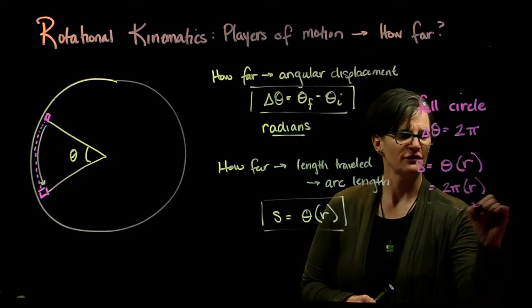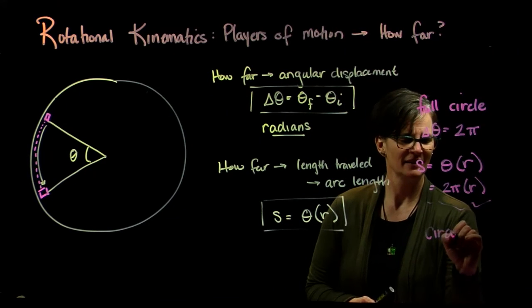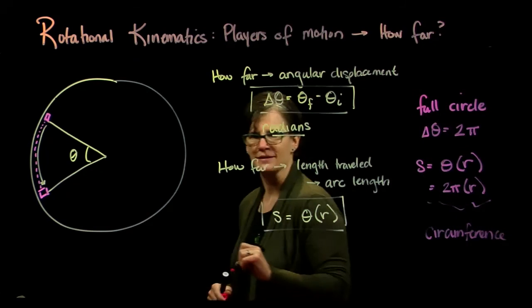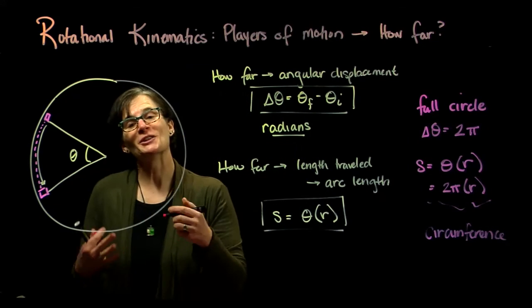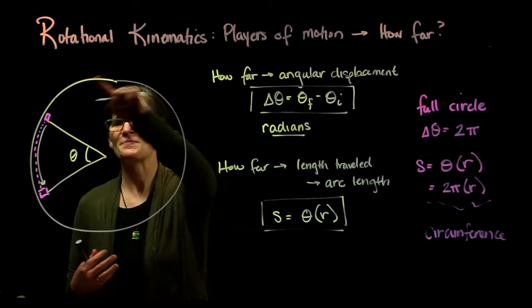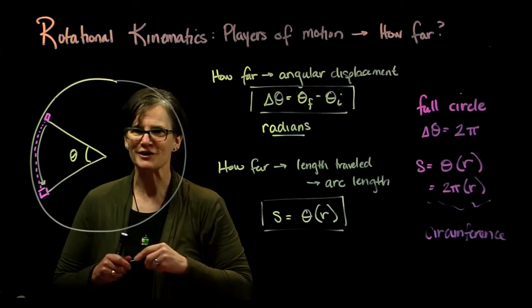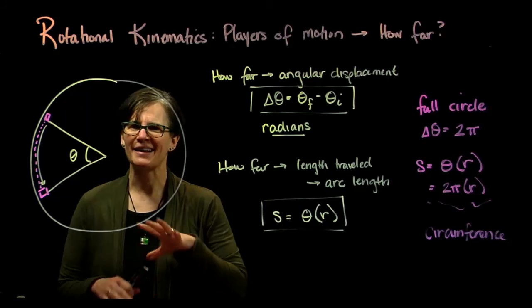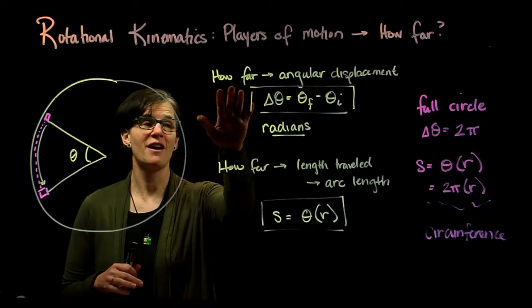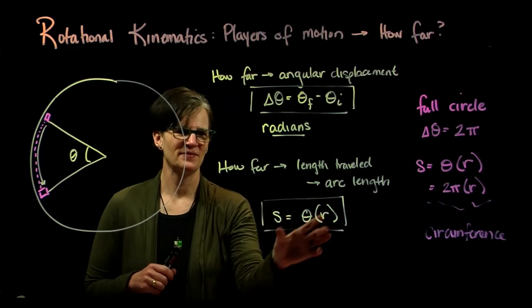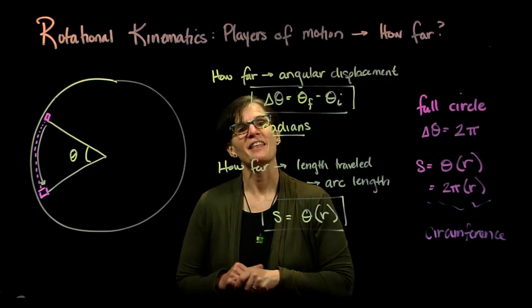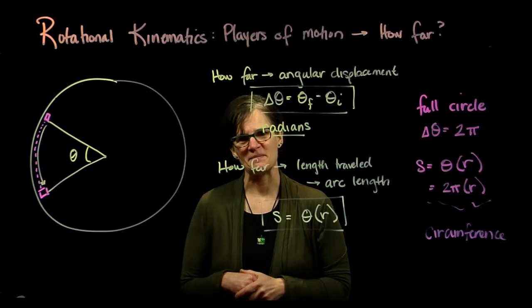Well, this should look familiar. This is our relationship for the circumference. If I look at one full circle, the object indeed covers the entire circumference. So this is a way to confirm our understanding about how far, both in angular displacement and in the arc length. All right, the how far player in rotational kinematics. Good job.